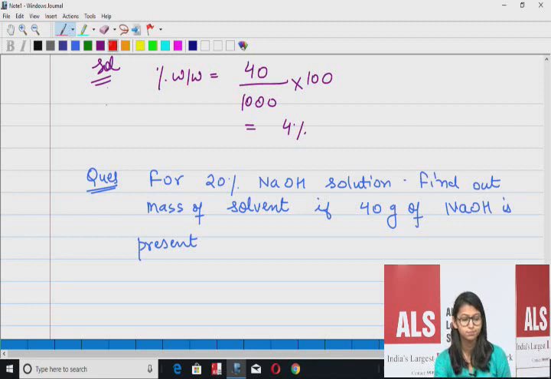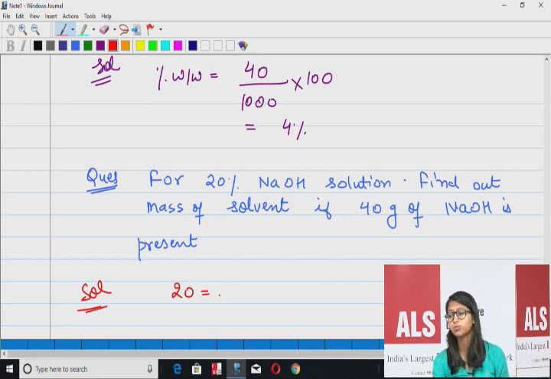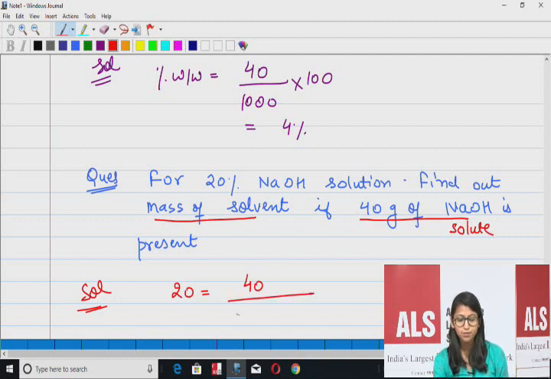See everyone. What is given this time? 20% is given this time. Why are you calculating the volume? Why are you writing 100 ml, 800 ml? I have asked you about the mass of the solvent, na? So obviously it would be in grams. Look at the screen, 20% given. This is the weight of what? Solute. 40 is there.